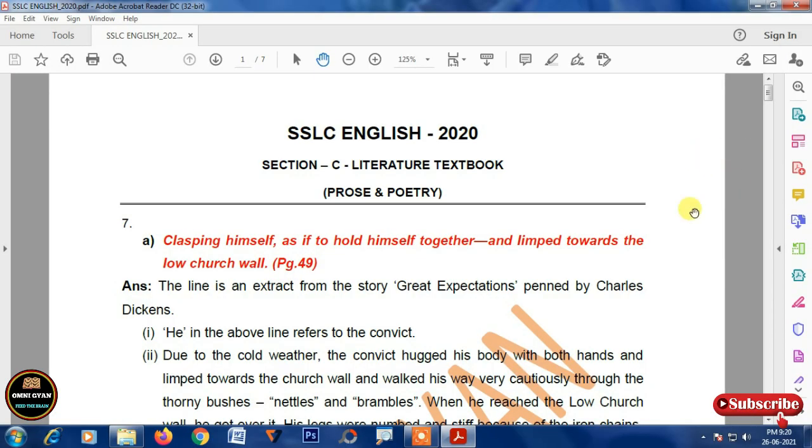So here, as you can see, this is SSLC English, section C, literature textbook, prose and poetry. I have not solved choose the correct answers and the grammar and composition part here. Grammar and composition I will solve in some other video, and choose the correct answers I'll solve in another video, starting from 2018, 19, 20, when your syllabus changed. And this is just the 2020 questions.